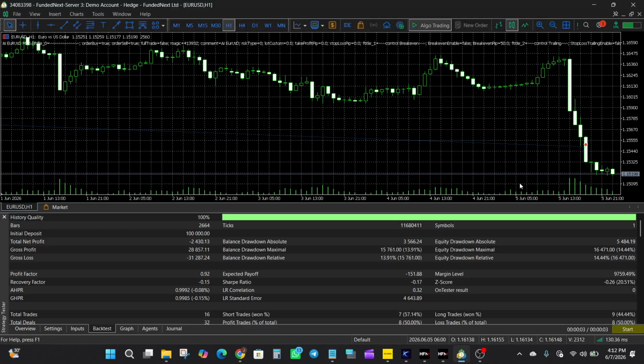EuRUsD EA for MT4 and MT5 is a EuRUsD focused automated trading system that combines AI based analysis with configurable risk management, break even controls, trailing stop functionality, and multi time frame operation. As always, I would recommend conducting your own extended testing and optimization before considering any live deployment so you can evaluate how the EA performs under different market conditions.